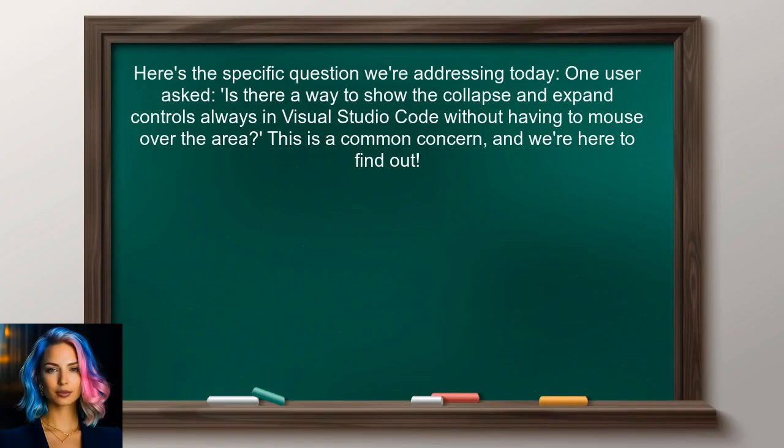Here's the specific question we're addressing today. One user asked, is there a way to show the collapse and expand controls always in Visual Studio Code without having to mouse over the area? This is a common concern, and we're here to find out if this feature is supported.